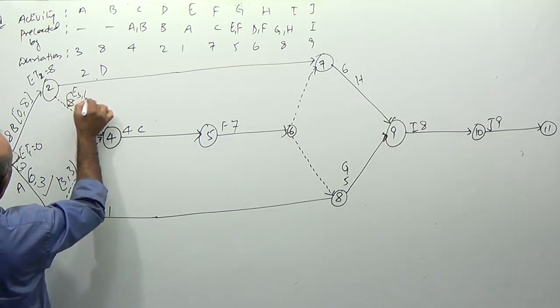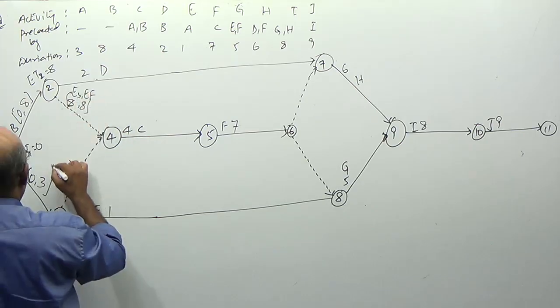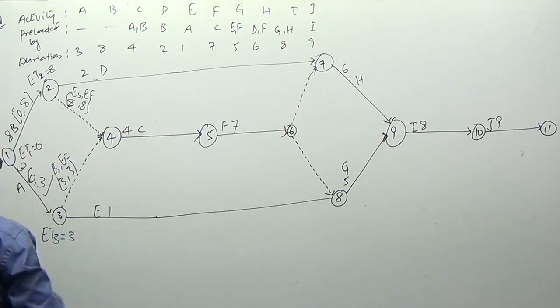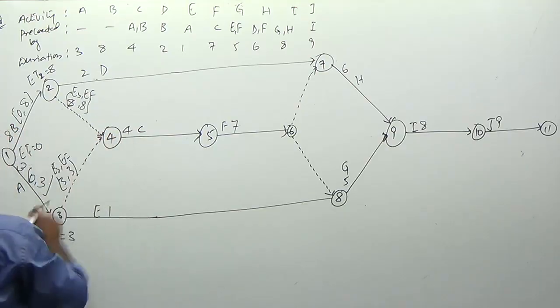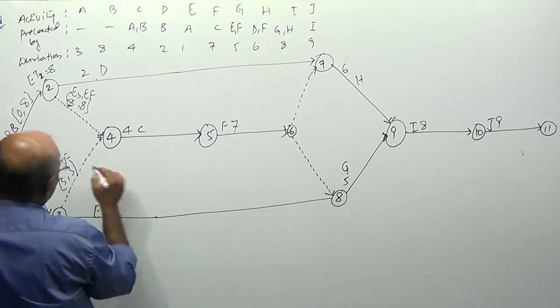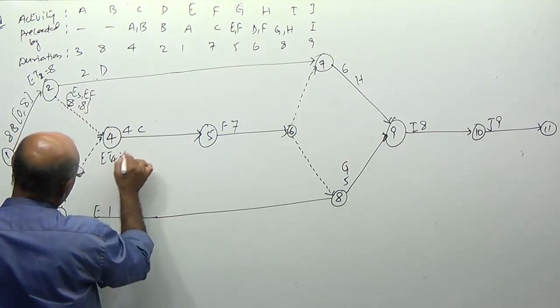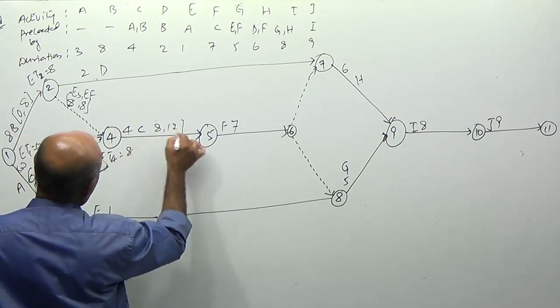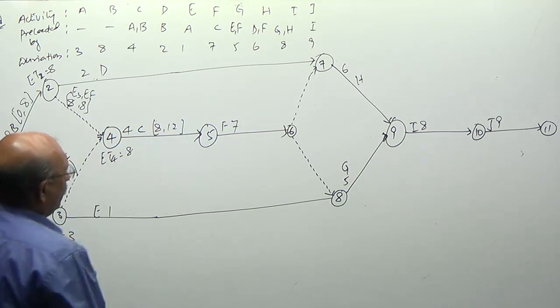Earliest starting time, earliest finishing time. So it is a merging node, sir. You have to take the maximum of 3 and 8. Maximum is 8. Earliest timing of 4 is 8. 8 plus 4, 12.